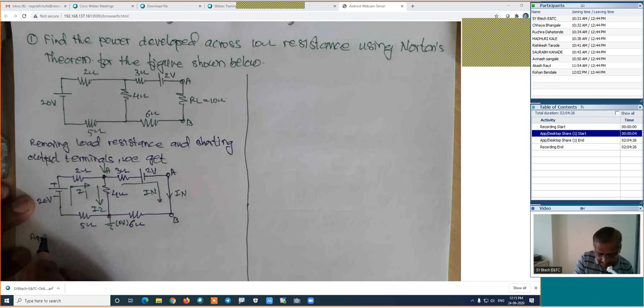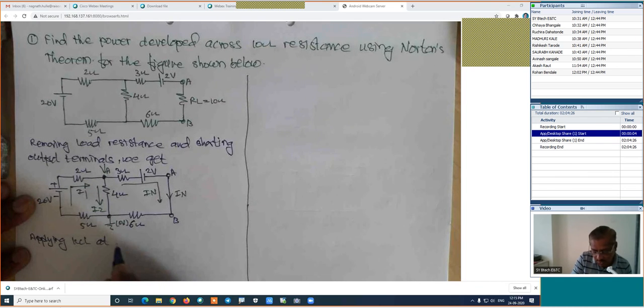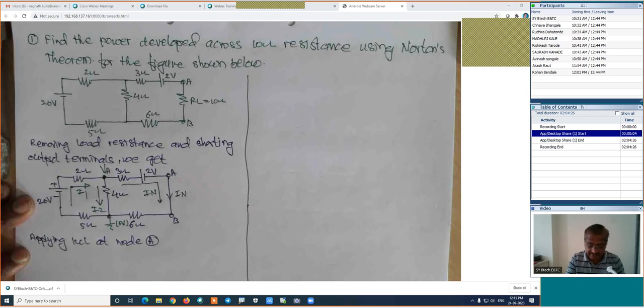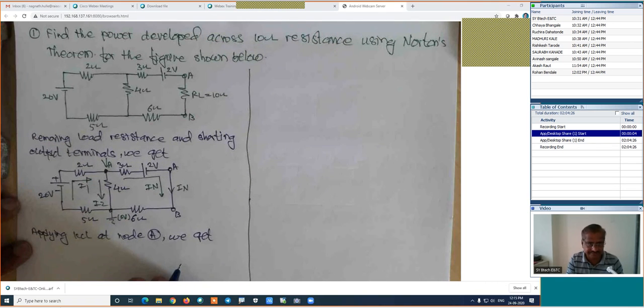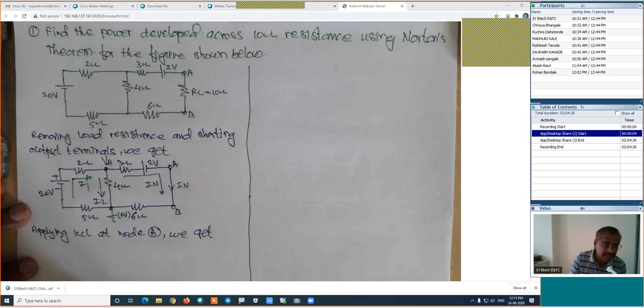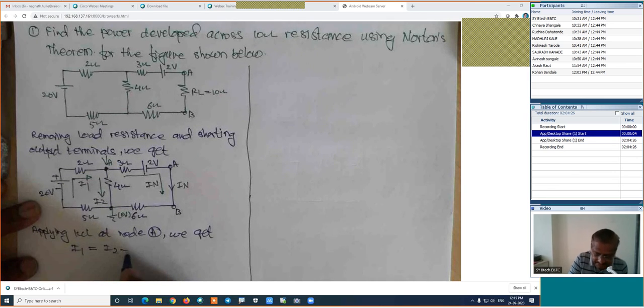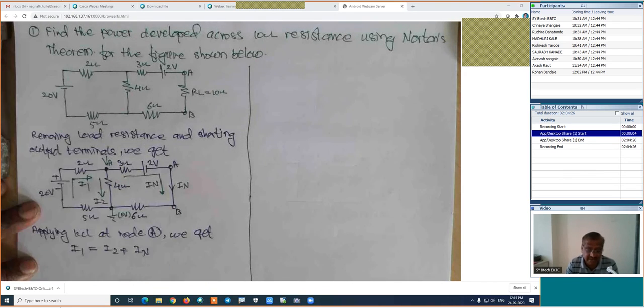Applying KCL at node A. If we are applying KCL at node A, how is the equation? Incoming current is equal to outgoing current. Incoming current I1 is equal to I2 plus IN. We can use any method for the calculation of IN. For example, I am using this method, which is the nodal analysis.